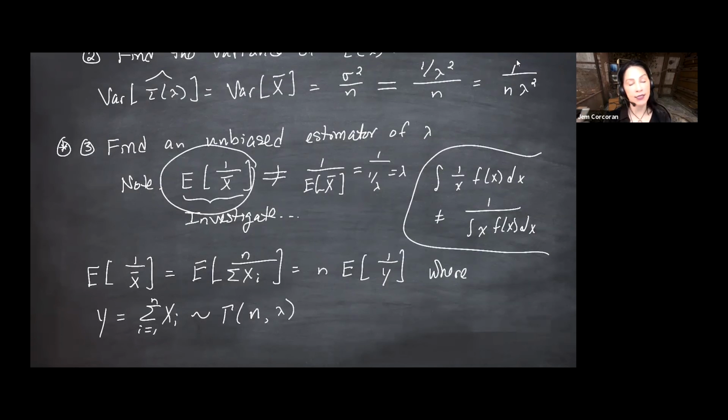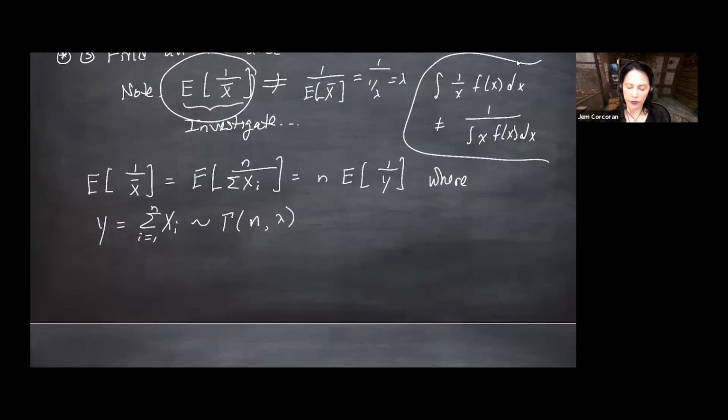And you already did this expectation on homework 1 or 2. So the expected value of, just do it again really quickly, you do have to assume that... no, I don't have to assume anything. You do have to assume that the sample size is large enough. I'll get to that. This is n times the expected value of 1 over y.